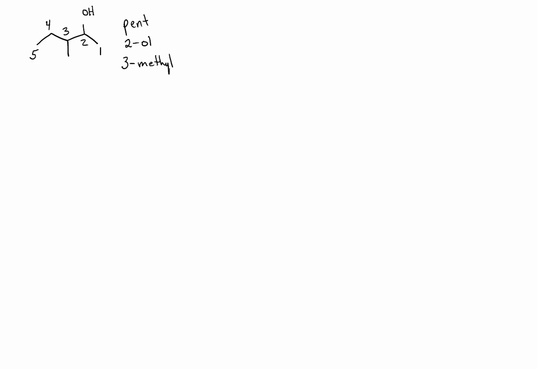Putting that all together, by the old way of naming things, it would be 3-methyl 2-pentanol. And by the new way of naming things, it would be 3-methylpentan-2-ol. Please notice that there is a hyphen between numbers and letters, and that there are no spaces in these names. Here's another one to consider.